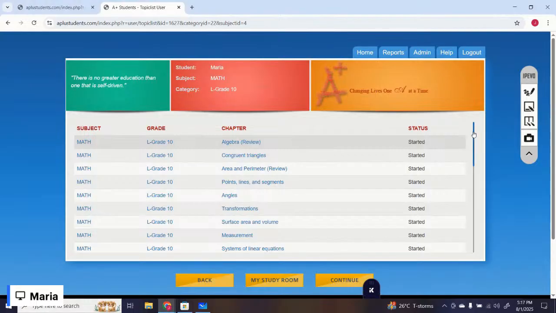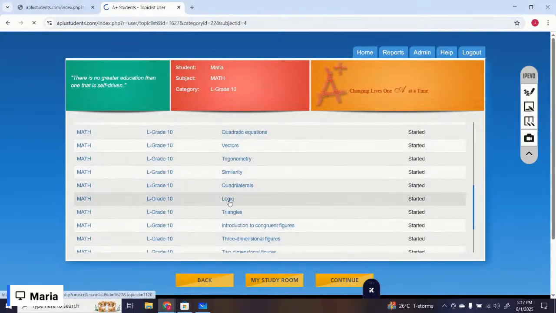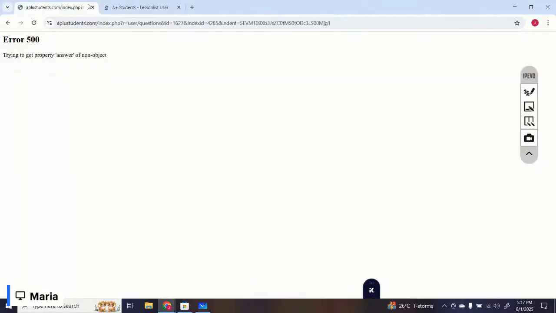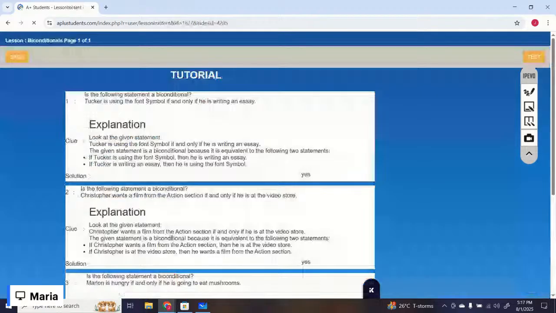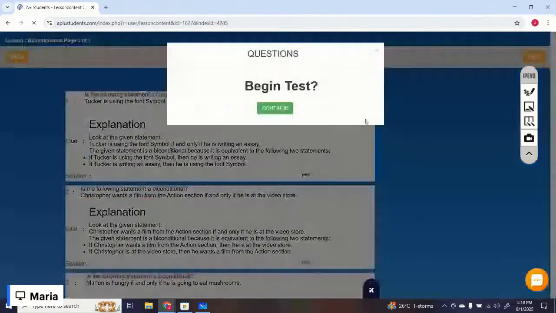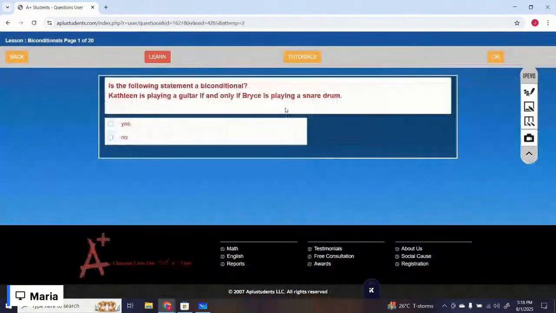Okay, so the logic we're working on, and biconditionals and test. Is the following a biconditional statement? Kathleen is playing a guitar. Yes, that would be a biconditional. Yes, it is.